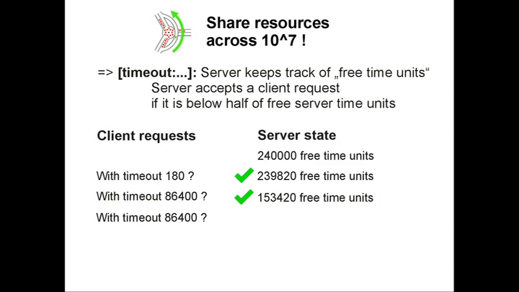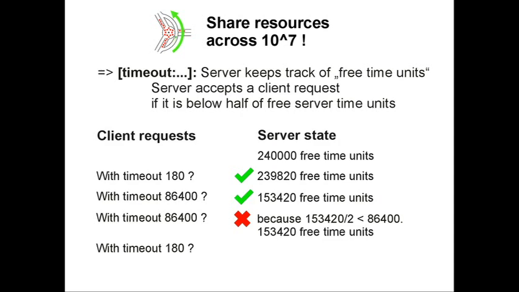Now a second request with again a timeout of 86,400 seconds is asked for, but the server denies this request because this 86,400 seconds are more than half of the remaining free time units. The amount of remaining free time units remains unchanged. Now again a small request is asked for. The server accepts this request and adapts the number of free time units accordingly.